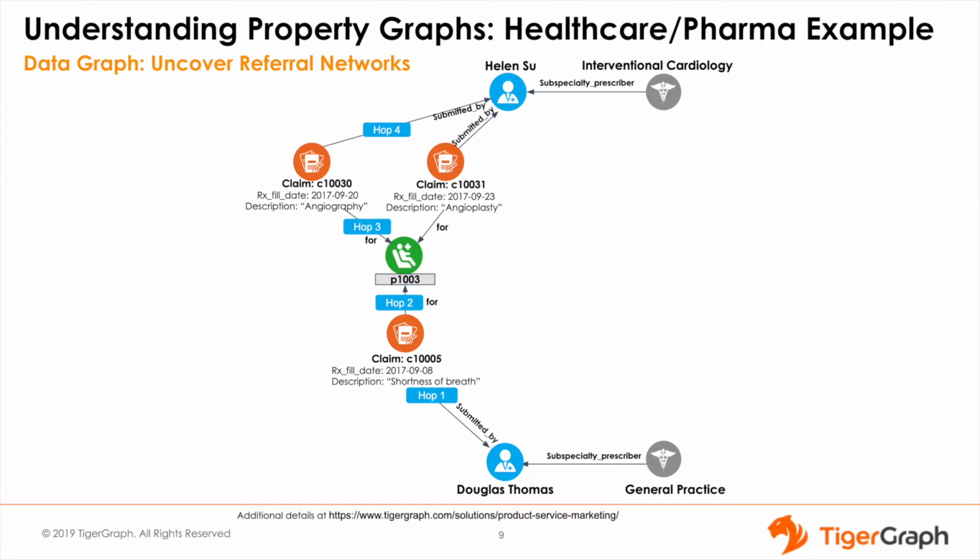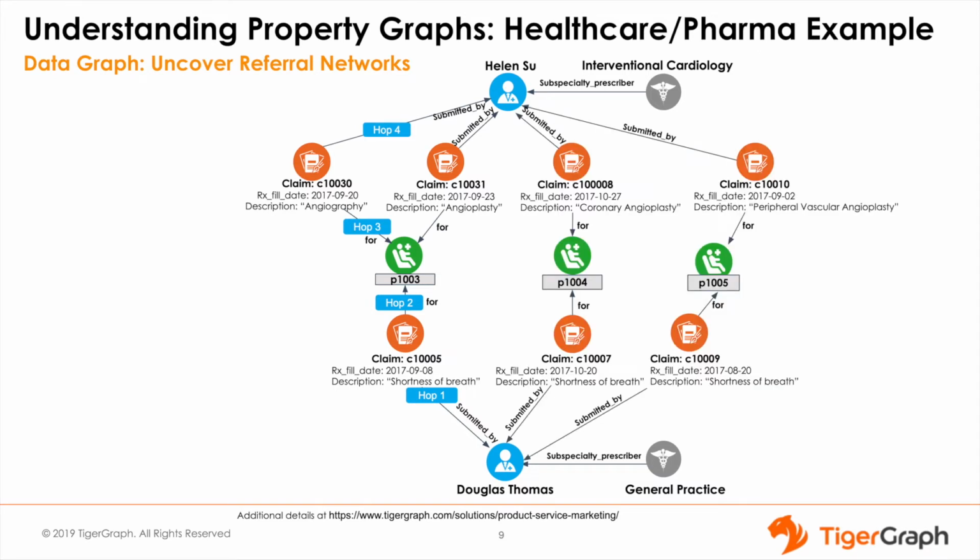It takes 4 hops or steps from traversing from the referring physician, Dr. Douglas Thomas, to the referred physician, Dr. Helen Su, via relevant claims, identifying 3 common patients, P1003, P1004, and P1005, over the month of August and September. A referral edge or relationship is established between Dr. Douglas Thomas and Dr. Helen Su, and the relationship edge carries important information such as the number of patients referred, healthcare condition groups related to the referred patients.